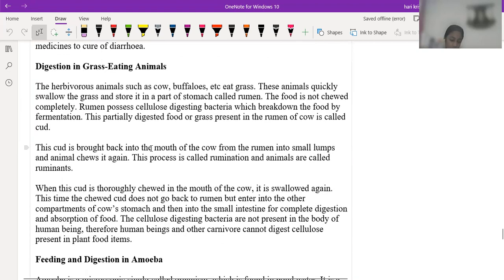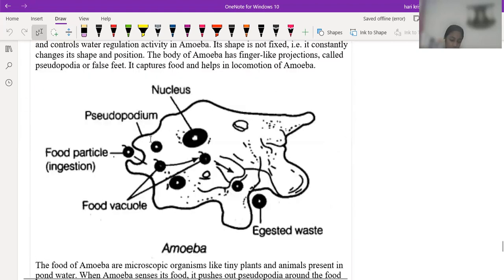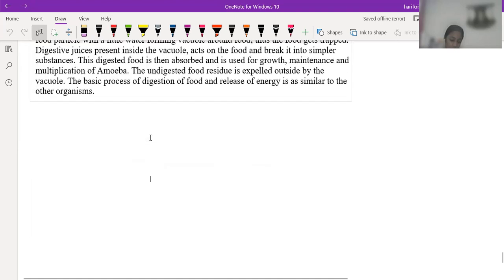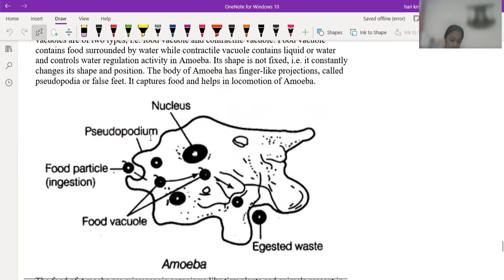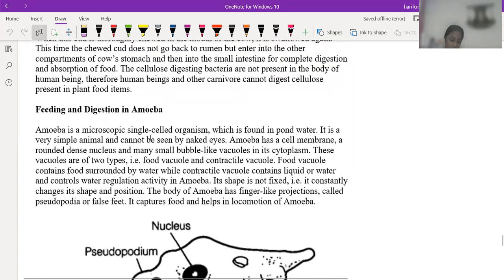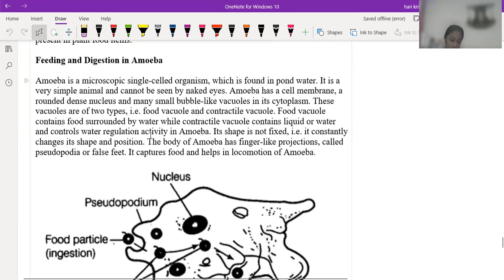Sir, we are at the last topic. We finished digestion in amoeba, right? Yes, sir. We almost completed, but the last 2% we got different. Feeding and digestion in amoeba is finished or not? Yes, sir.